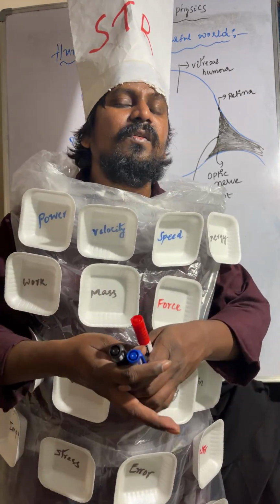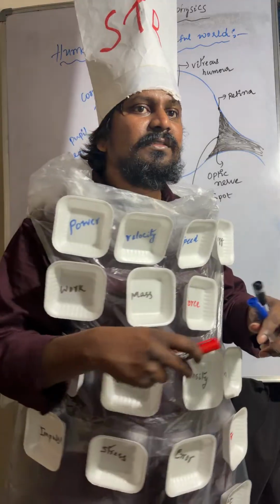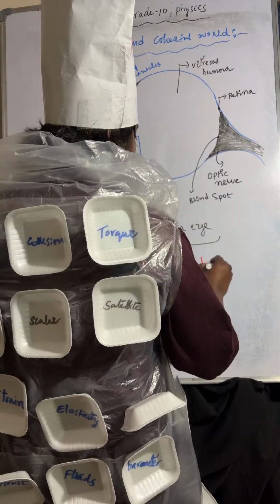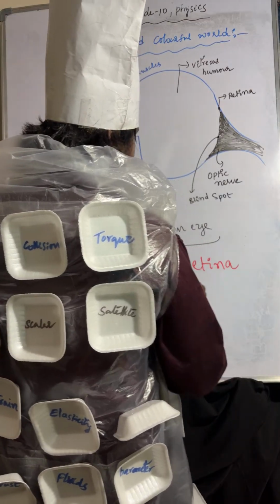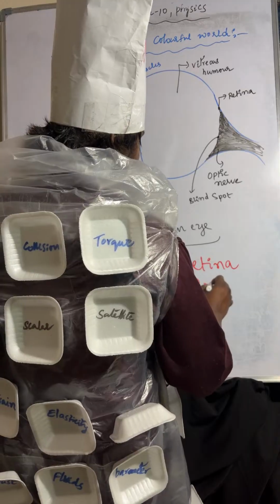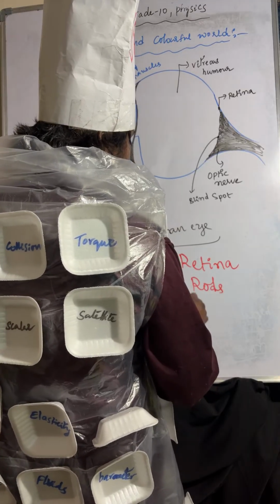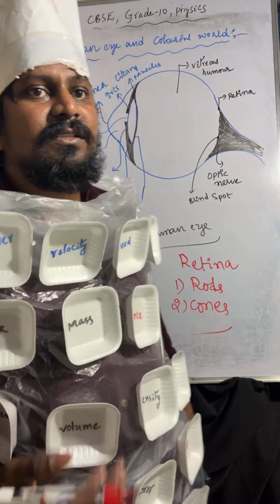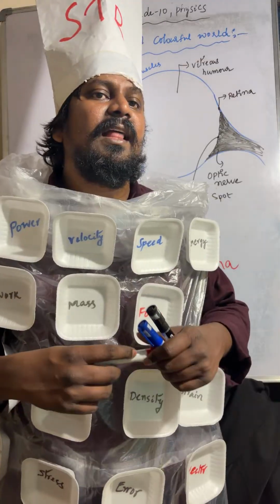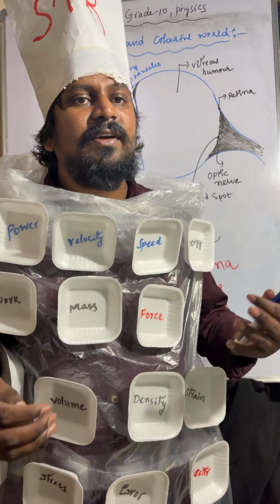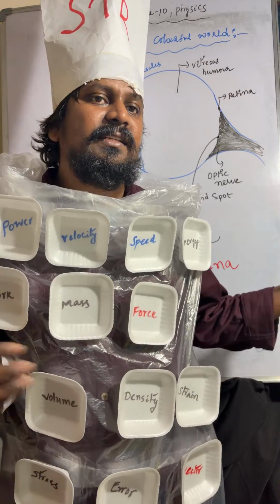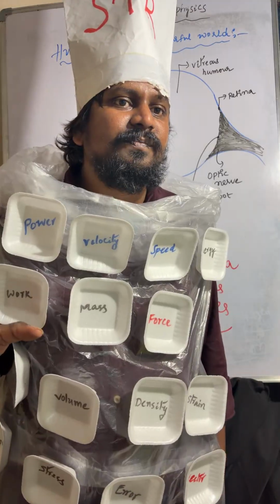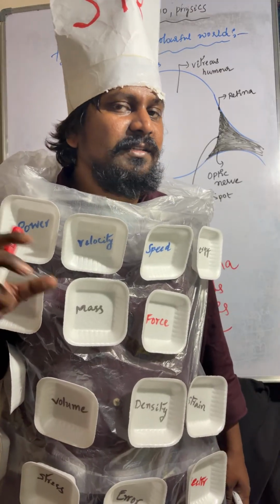At the retina there are two light sensitive cells, one is rods and another one is cones. Rods help to identify the intensity of the light. Cones help to identify the color of the light. So at the retina, rods and cones are light sensitive cells.